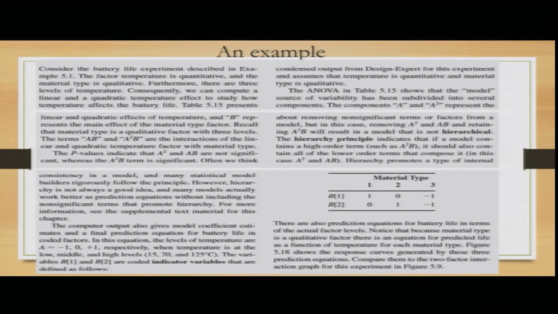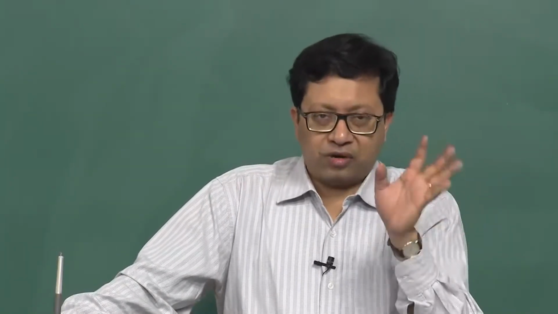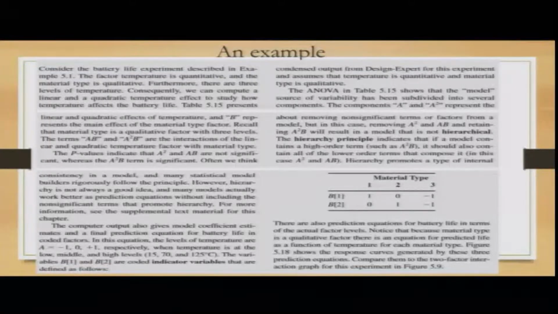The computer output also gives the model coefficients. In this equation the levels of temperature have been denoted as A: minus 1 for the lowest level, 0 at the middle level, and plus 1 at the higher level, when the temperature levels are 15, 70 and 125. So, I am trying to equate the quantitative part to the qualitative part using plus 1, 0 and minus 1. The variables are coded indicator variables that are defined as follows.